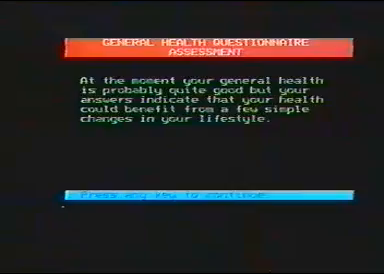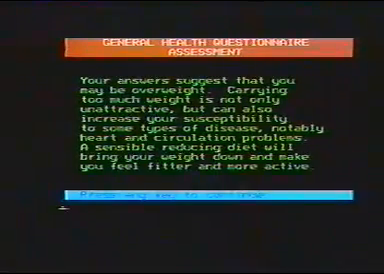At the moment, your general health is probably quite good, but your answers indicate that your health could benefit from a few simple changes in your lifestyle. Your answer suggests that you may be overweight. Carrying too much weight is not only unattractive, but can also increase your susceptibility to some types of disease, notably heart and circulation problems.